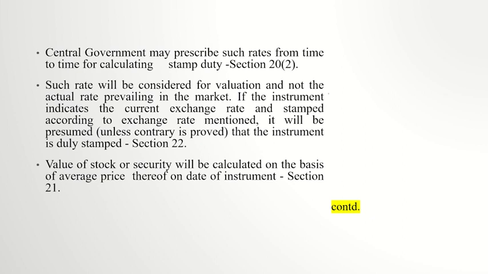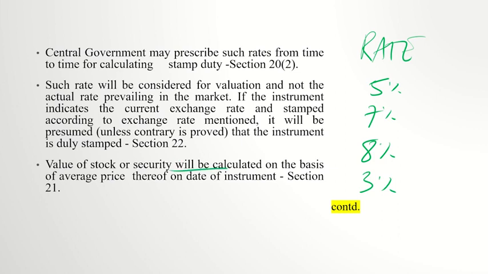The central government may prescribe the rates from time to time, so they may change. Now it is, let us say, 5% for sale of land. They can make it 7%, 8%, or even reduce it to 3%, whatever it is. The value of stock or security will be calculated on the basis of the average price on the date of the instrument. So we have to see the overall divided by the average price at the date of the instrument.